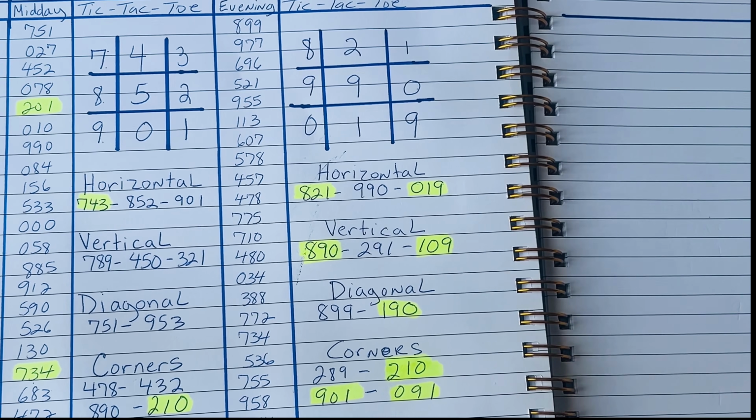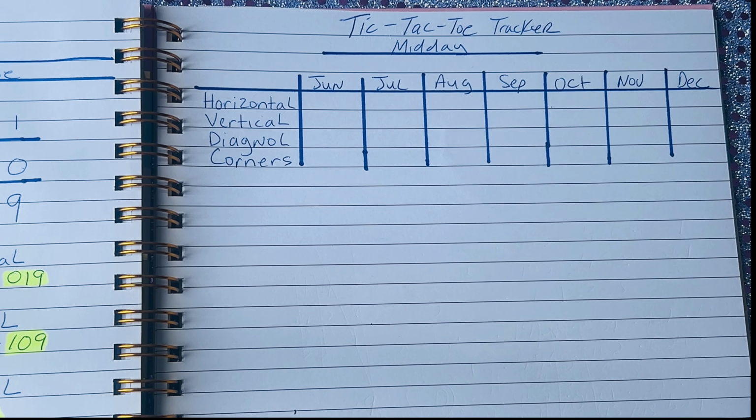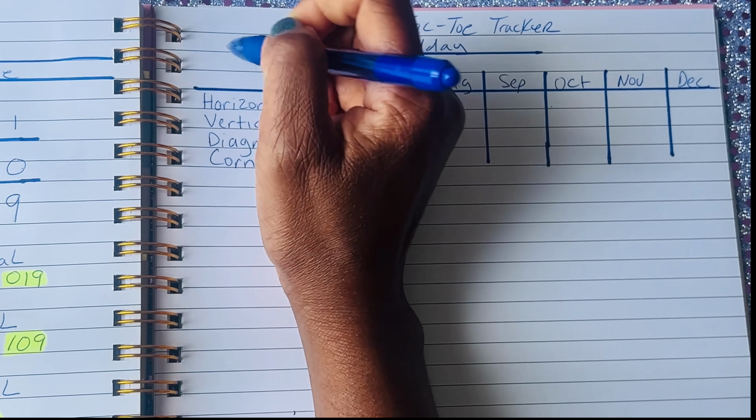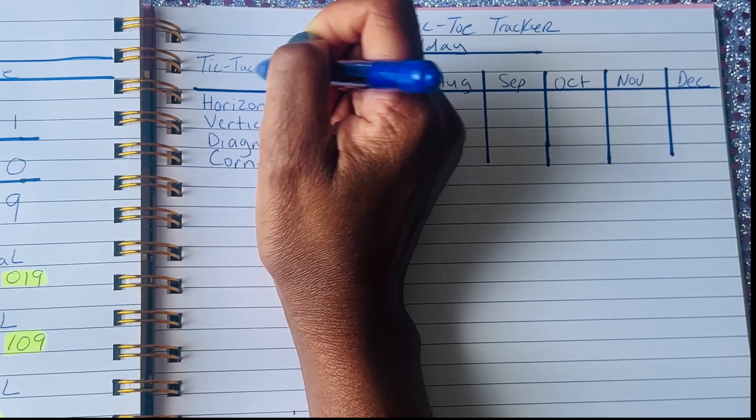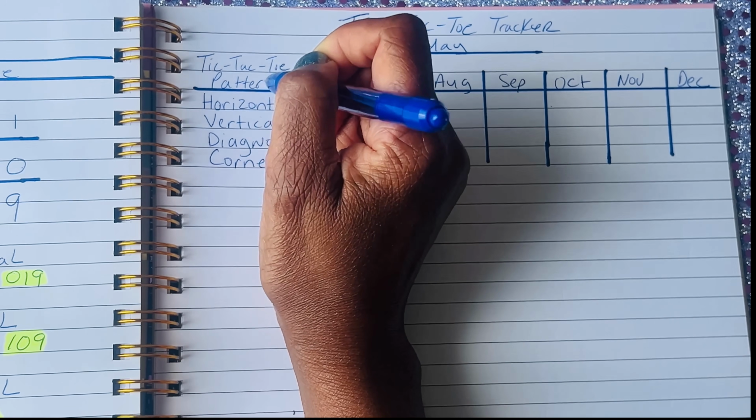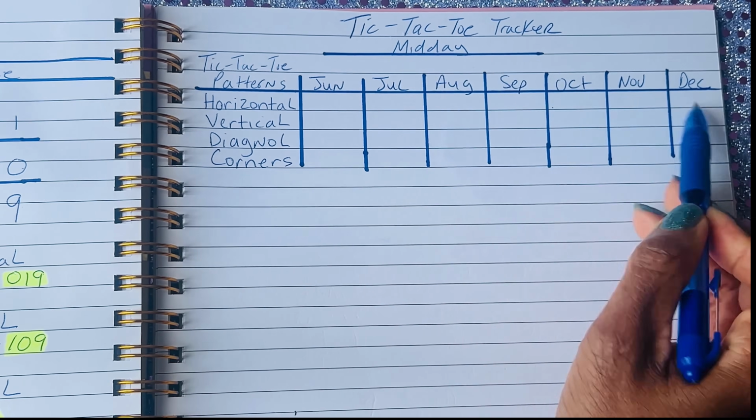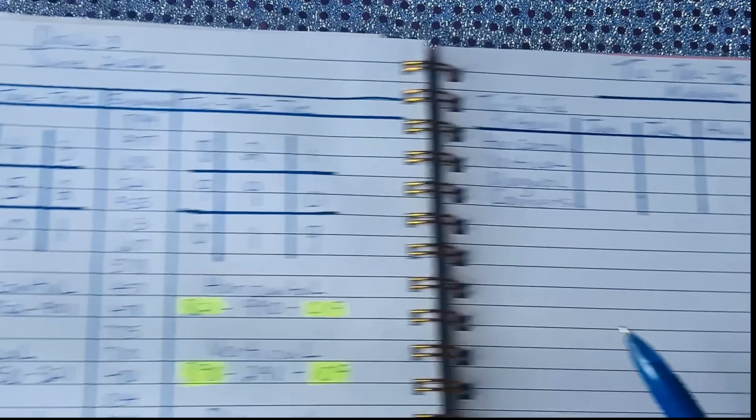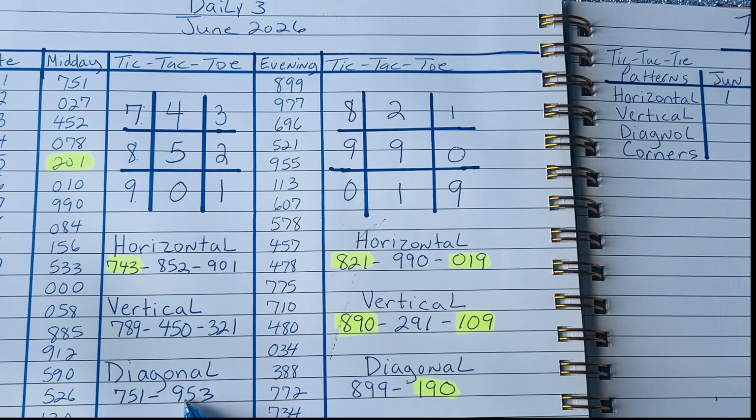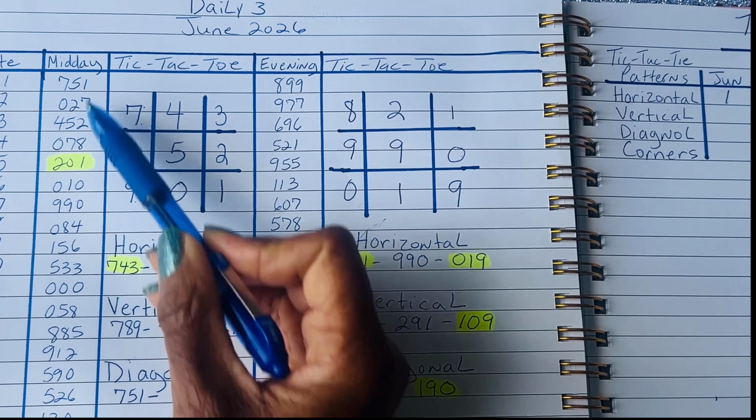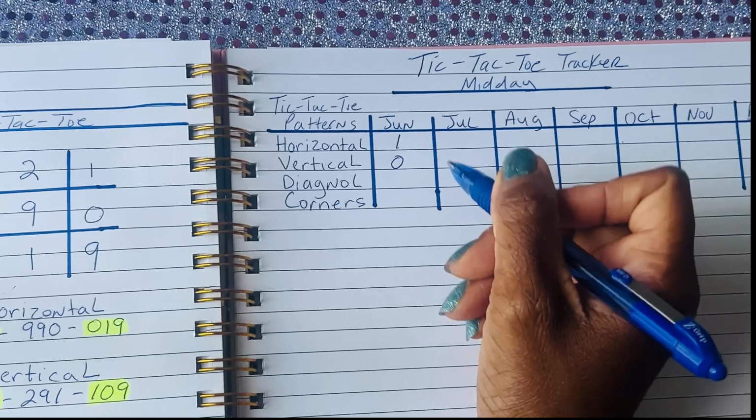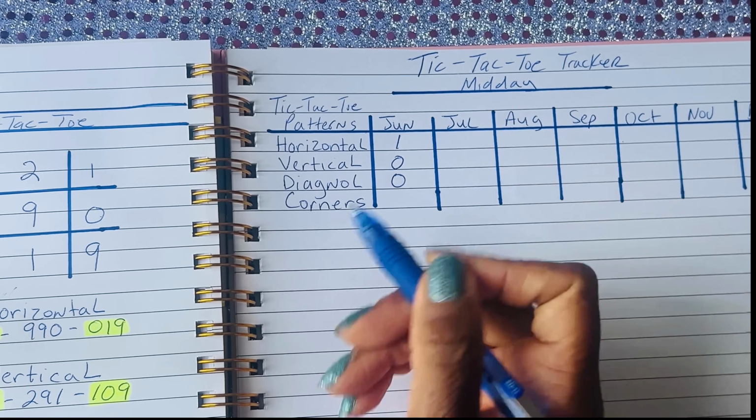Let's take a look at the second page where I have the tracker. I'm looking at the midday tracker, and I have all the patterns listed. I'm going to put a title of Tic-Tac-Toe Patterns because that's what I'm tracking. I have the months all the way across from June to December, and I'm going to count how many horizontal showed up in the winning numbers. There was one. So next in the Tic-Tac-Toe Tracker, I will record how many vertical, diagonal, and corner numbers appeared in the midday. Vertical, there were 0, diagonal was 0, and corners was 1.